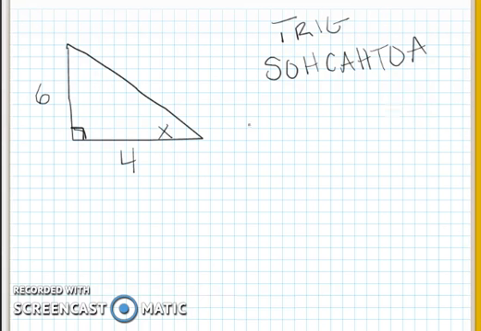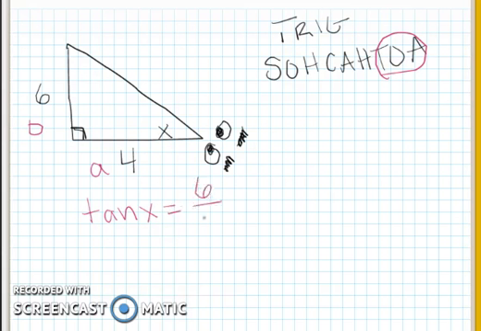So let's get started. First thing, we got Frankie. He's sitting here. Franklin, sorry. And he's looking a little cross-eyed this time, I guess, unfortunately. And he's looking down from the X, and across from him is going to be the opposite, and then he also has the adjacent. So O and A, we're going to be using TOA. Okay, so we're going to do the tangent of X equals OA, opposite over adjacent.